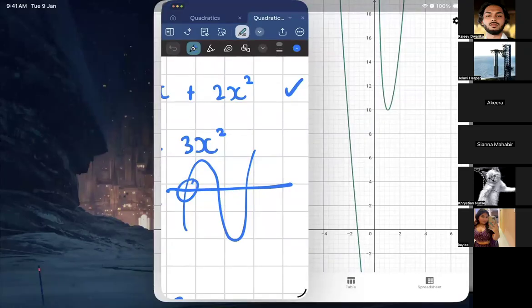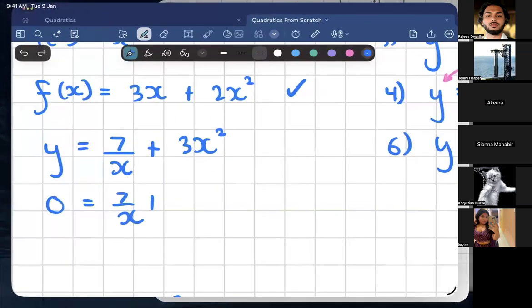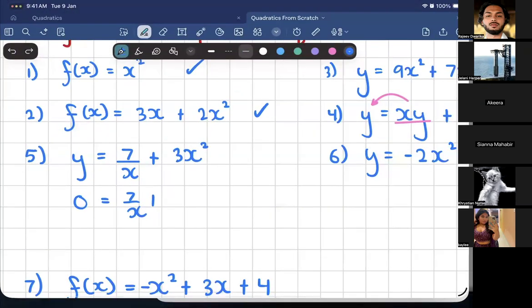Because I was thinking about it, if I just simplify it, I'll just have 3x squared over x and you finally get the highest power of 1. You wouldn't get x to the power 3. You wouldn't get 3x squared over x.